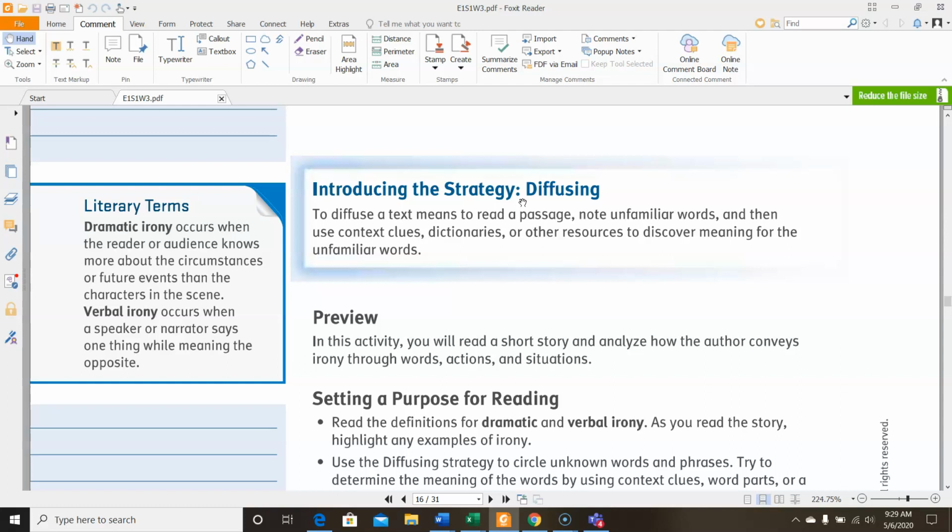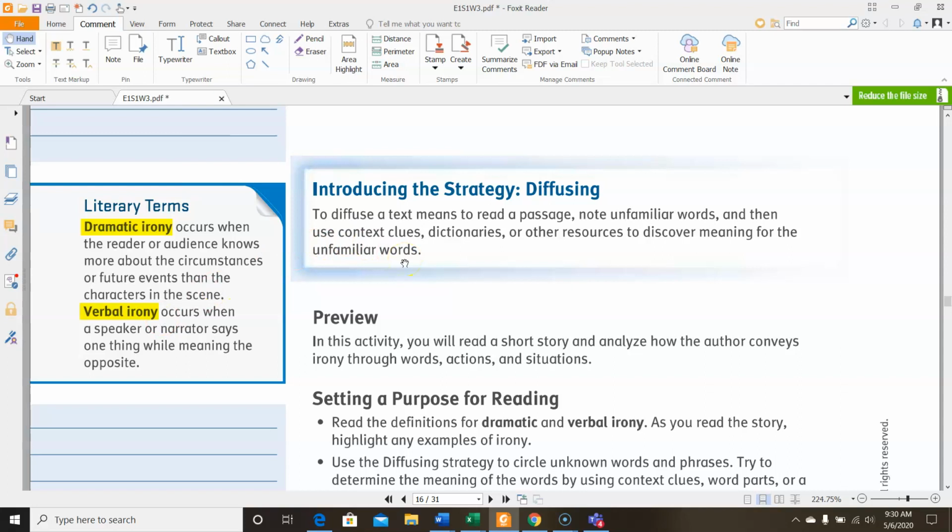So let's look at the slide here with our literary terms. Here we have dramatic irony, which occurs when the reader or audience knows more about the circumstances or future events than the characters in the scene. And then we have verbal irony, which occurs when a speaker or narrator says one thing while meaning the opposite.